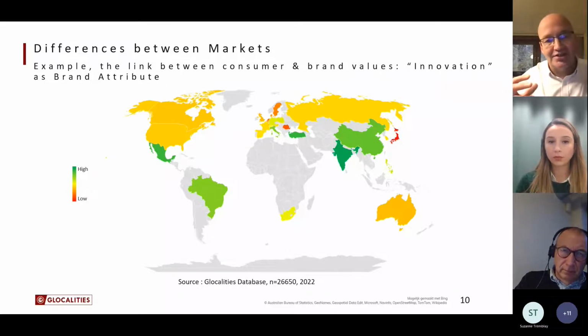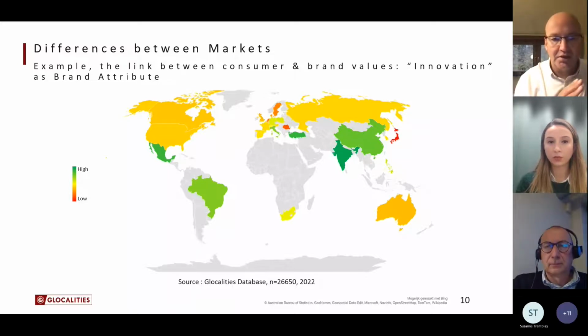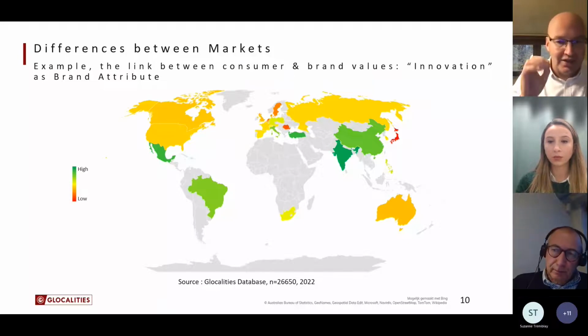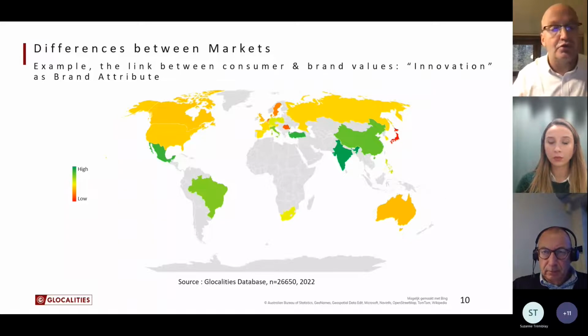And here you see the link between brand value and how people look at technology. So the consumer value with the brand value, and you see how this differs. Understanding how these values travel across markets is crucial. This is just one example, but we literally have hundreds of examples of how different values travel across markets.